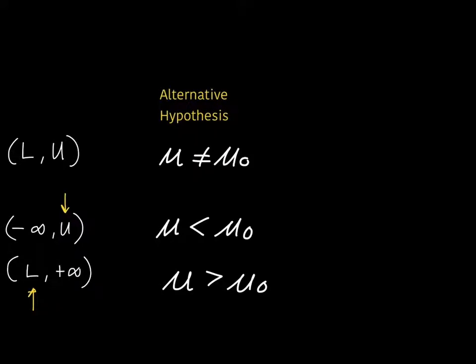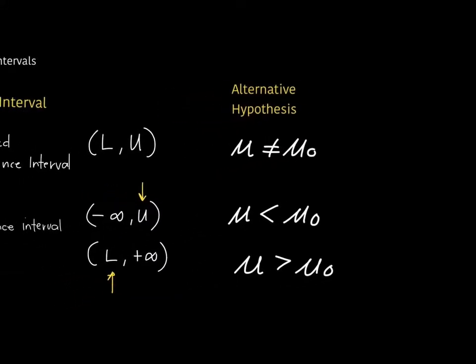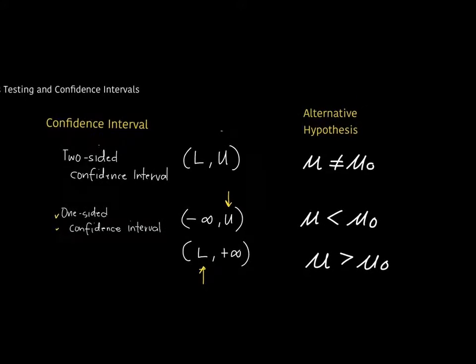Now in the case of mu not equal to mu sub 0, it is easier to see that we have to compute both the lower limit and the upper limit so that we can see what interval contains the true value of the parameter. Now, for the less than and greater than alternative hypotheses, if mu is less than the hypothesized value, we need to know what exactly is the highest possible value that mu can be, because it is already less than mu sub 0.